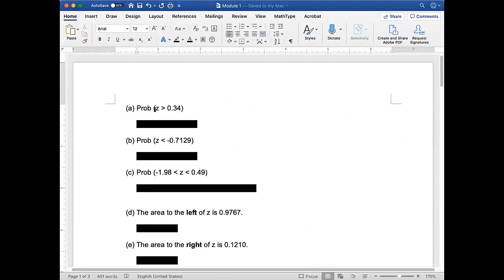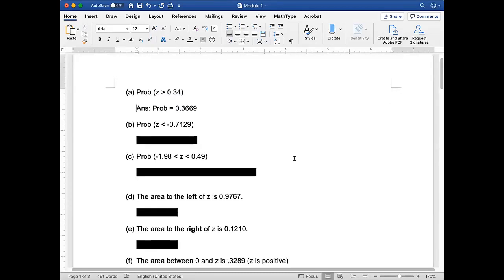Because it's saying Z is greater than that value, so it's to the right. Yes, this is absolutely right. So instead of the answer being 0.6331, it should be 1 minus that, which is 0.3669. Is this part clear? Feel free to stop me.